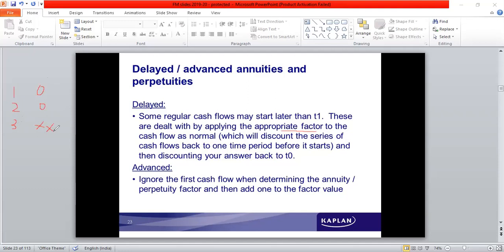Apply the appropriate factor to the cash flow as normal, which will discount the series of cash flows back to one time period before it starts, and then discount your answer back to T0. If it is advanced, ignore the first cash flow when determining the annuity, use the perpetuity factor, and then add one to the factor. So when we come across this, we'll look into this part of it.